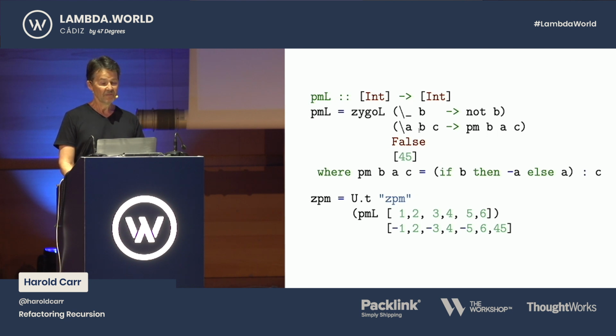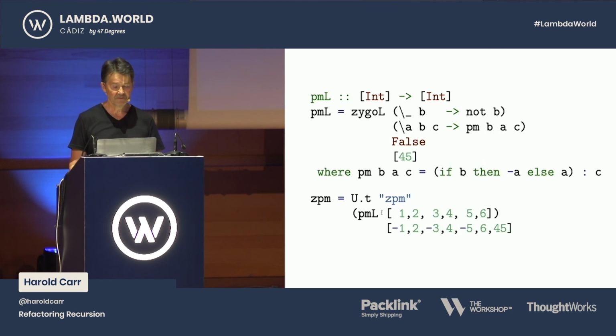And then the second function is given that B, and I'm just calling this auxiliary function I defined called PM for whatever reason. And I say if B, then return a negative A or just a regular A, and cons that onto the C. And so you can see that it does that.